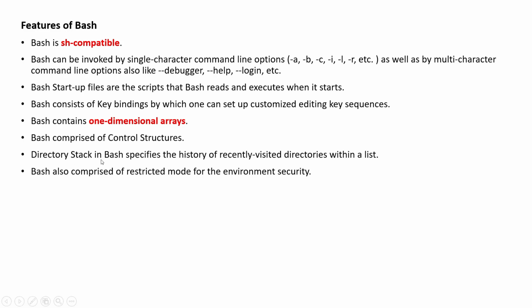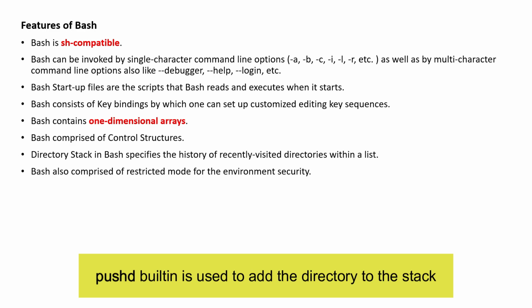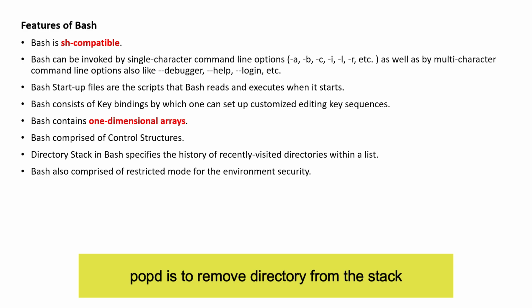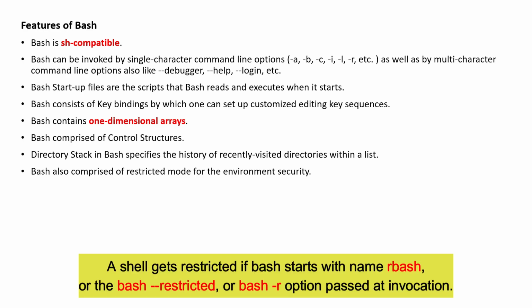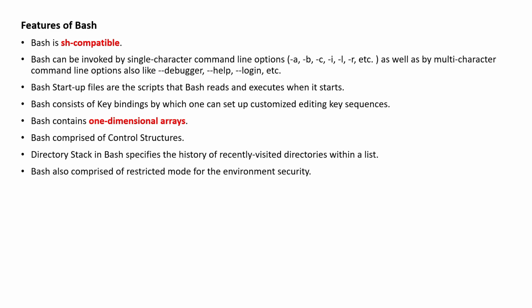Then the directory stack in Bash specifies the history of recently visited directories within a list. For example, pushd built-in is used to add the directory to the stack. Popd is used to remove a directory from the stack. Then Bash also comprises a restricted mode for environment security. A shell gets restricted if Bash is started with the name rbash. So these were the very important features of Bash that I wanted to cover before starting with the practical part.